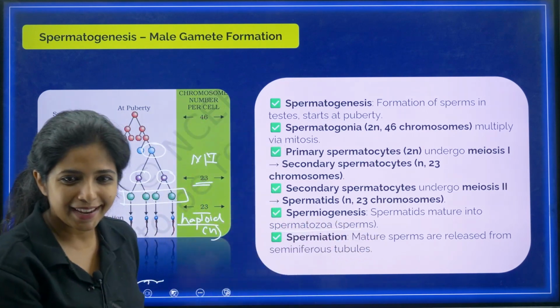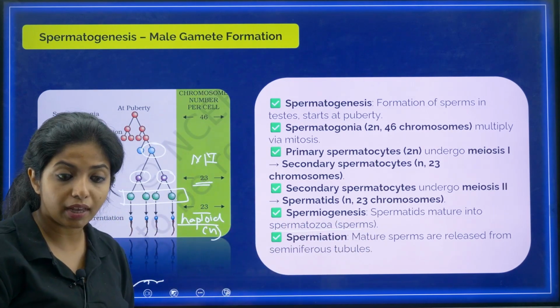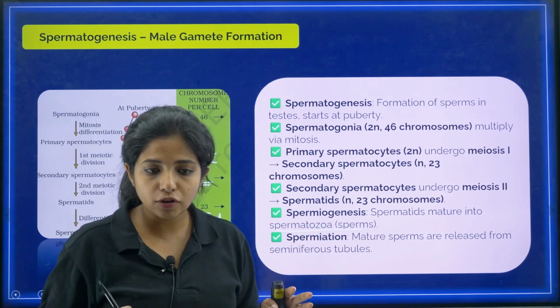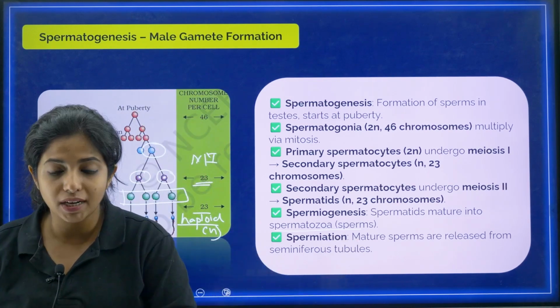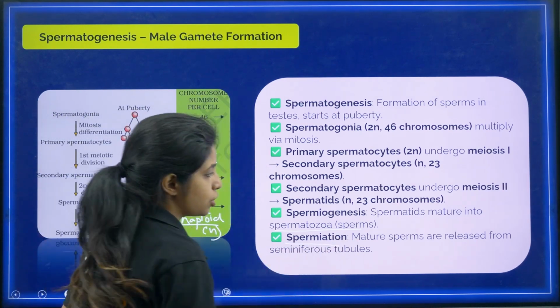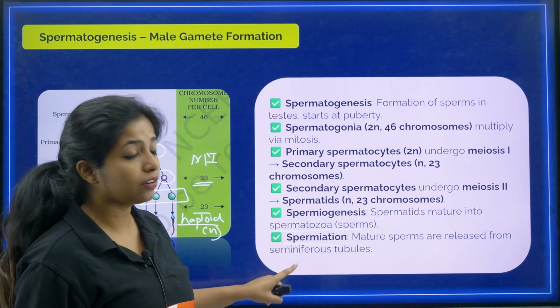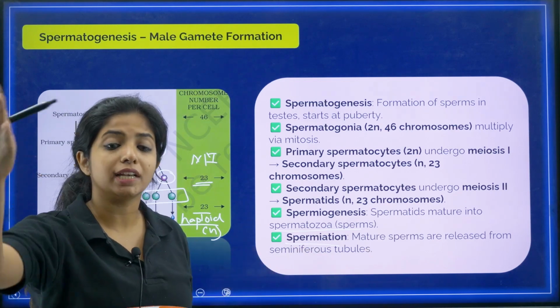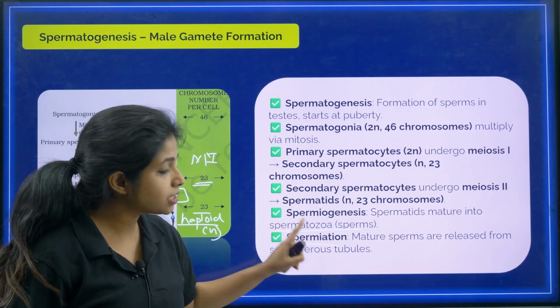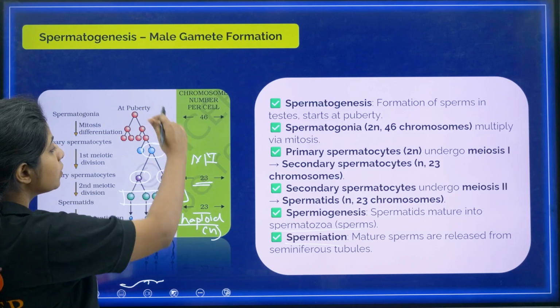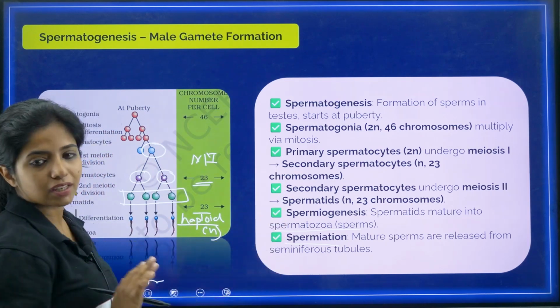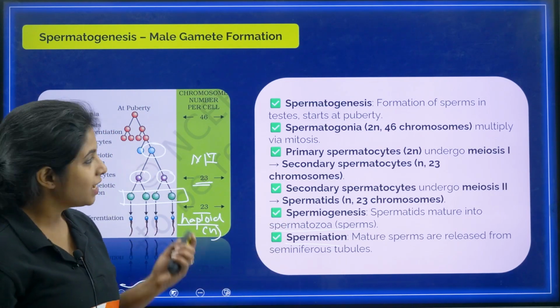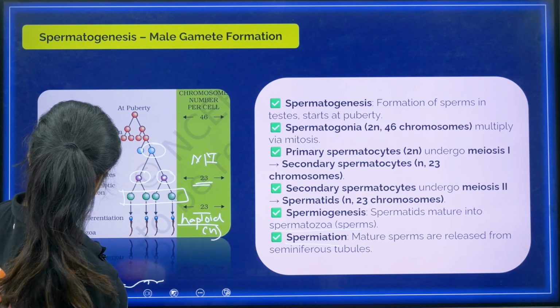Now that's not all. This all happens inside the seminiferous tubules, right? Now they will be moving outside, and this process is known as spermiation. So mature sperms are going to get released from the seminiferous tubules into the accessory ducts and so on. That is known as spermiation. So you should know the flow and the names of the cells, and everything else is sorted. Cool? Going ahead, what do we have?